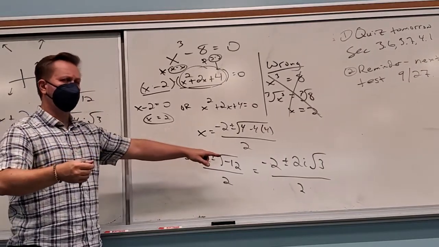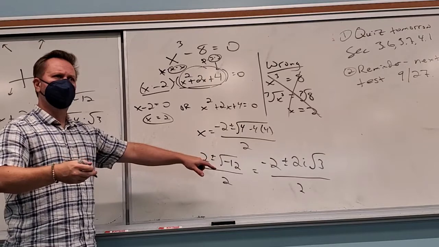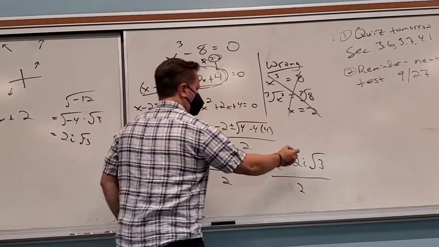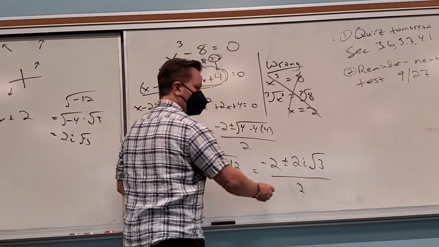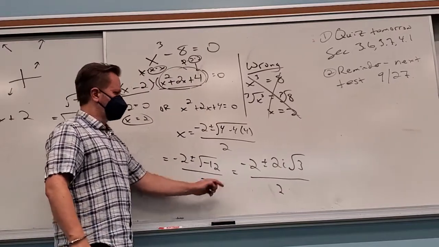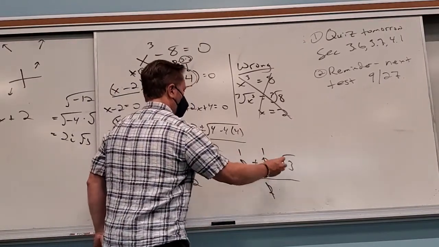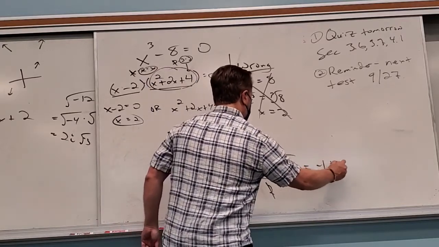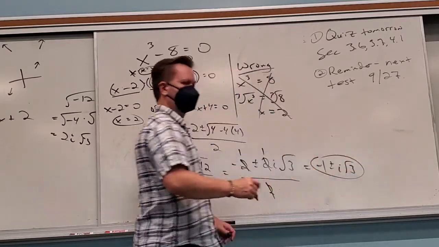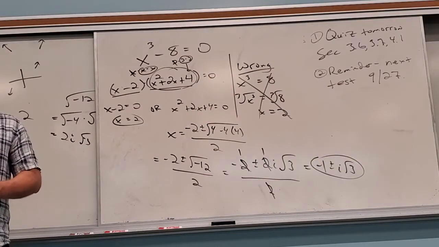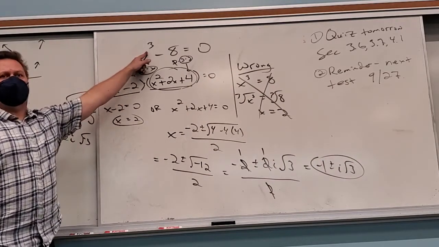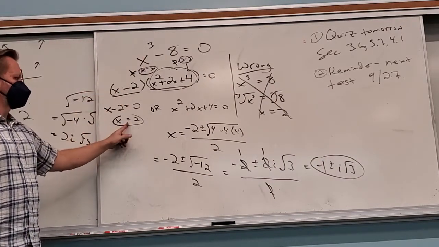And then what's the last thing I can do? Can I just kill these 2's? No. Why is that illegal? Because both of these are being divided by 2. So I can kill all the 2's. Negative 1, give or take, i radical 3. Bam. So the degree was 3, and I got how many answers? 1, 2, 3.